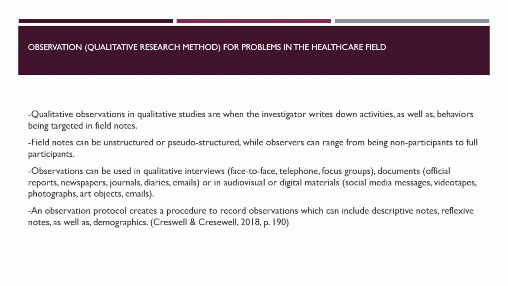In qualitative studies, a person must collect various forms of information and sometimes spend considerable periods in a natural setting. So in a qualitative observation, the investigator will write down activities as well as behaviors of those being targeted in field notes. The researcher makes field notes in an unstructured or pseudo-structured way about activities at a research site, with the observers having a choice of roles which range from being non-participants to full participants, and these notes are usually open-ended, with individuals having the ability to provide their views freely.